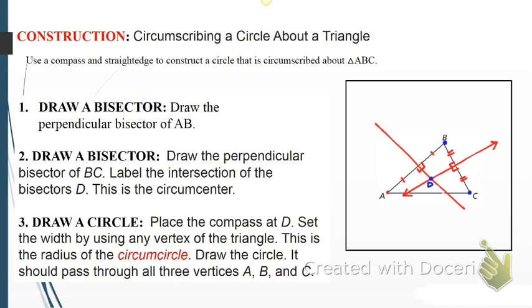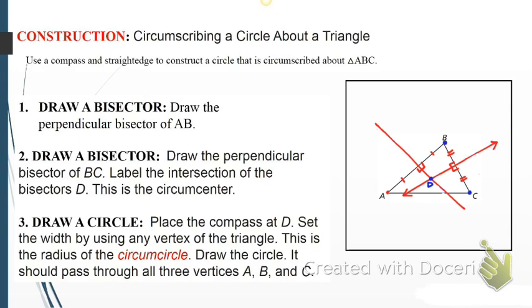We already know where D is. So D is now the center of my circle. So you're going to place your compass point on point D and open up your compass so that the pencil is going to draw on one of the vertices. Now it doesn't matter which vertex you pick, A, B, or C, because remember, the distance from D should all be the same.